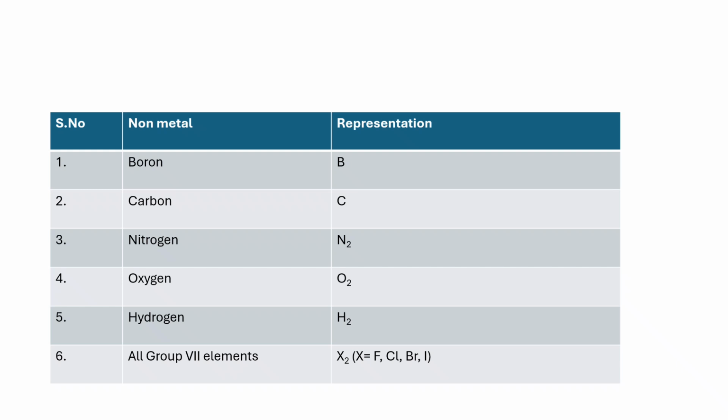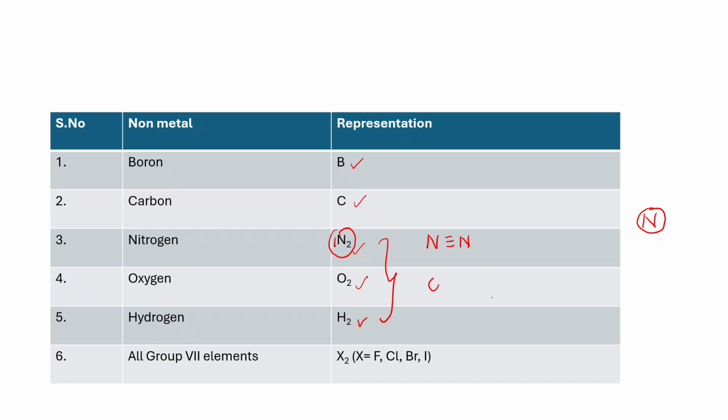So boron has to be depicted as a single atom, so just by its symbol. The same goes with carbon. However, in the case of nitrogen, oxygen, and hydrogen, these are depicted as diatomic molecules. What it means is that a single molecule of nitrogen has two nitrogen atoms which are chemically bonded, right? So nitrogen does not exist as a nitrogen atom in nature. It rather exists as a nitrogen molecule which has two nitrogen atoms chemically combined.